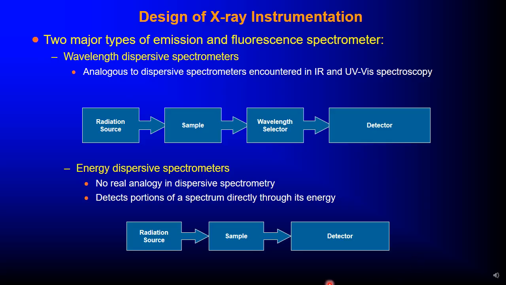So design generally is we have a radiation source, then it goes to the sample, then we have a wavelength selector, then we have a detector. So that is when we talk of wavelength-dispersive spectrometers. Then if we talk of energy-dispersive spectrometers, it detects the portion of a spectrum directly through its energy. So we don't have a wavelength selector anymore. Very simple.